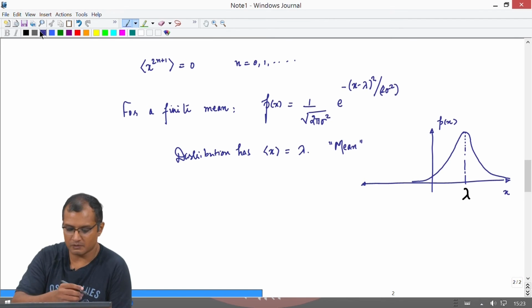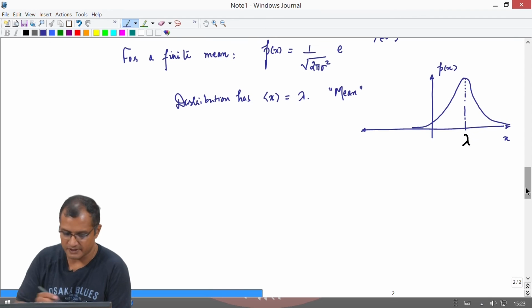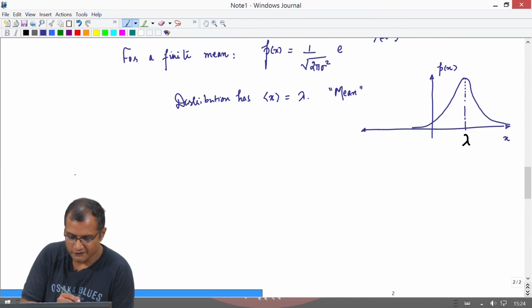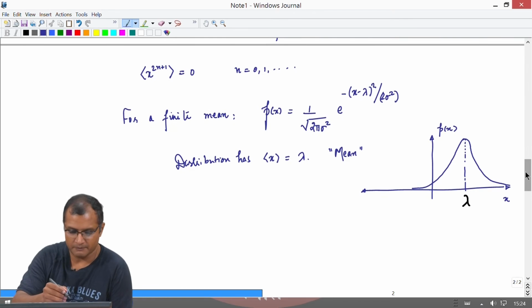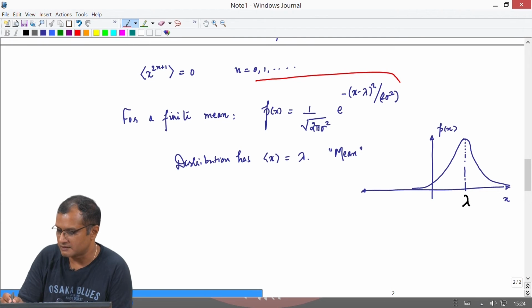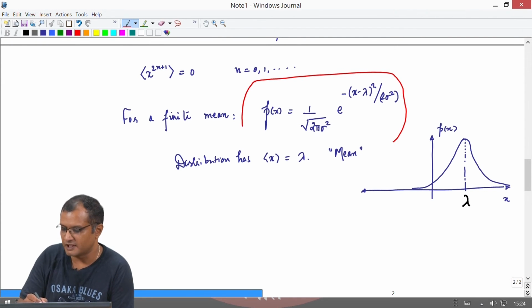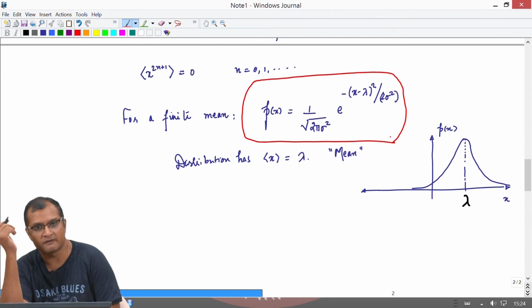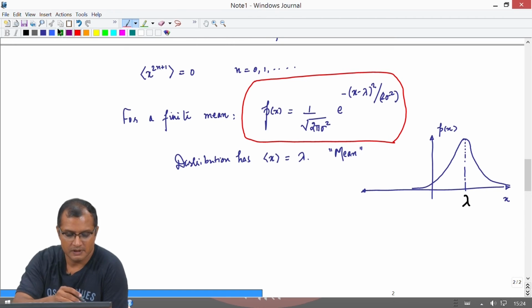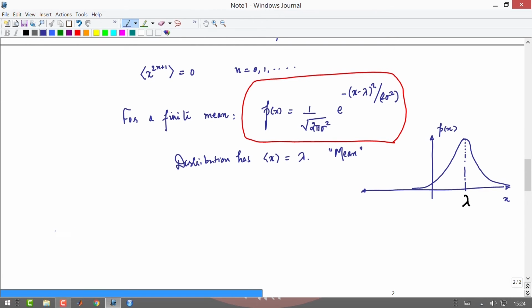So, let us now look at some of the important properties of this distribution. So, if p of x is given as this, okay. So, let us look at our p of x. This is our general Gaussian distribution with a finite mean, that is lambda, okay. And if you want to find out the characteristic function of this Gaussian distribution, then you can simply compute that by taking a Fourier transform of this Gaussian distribution.